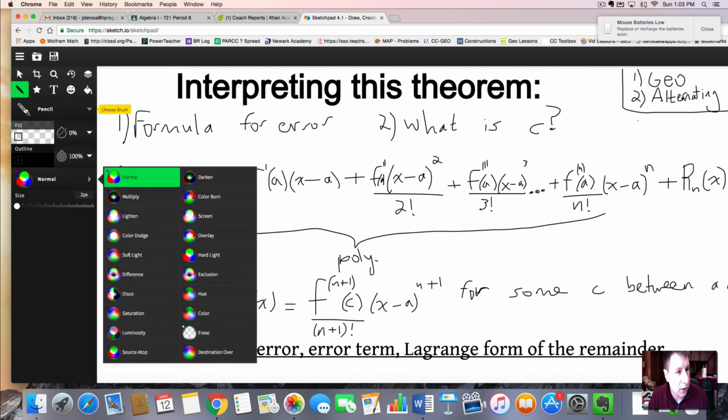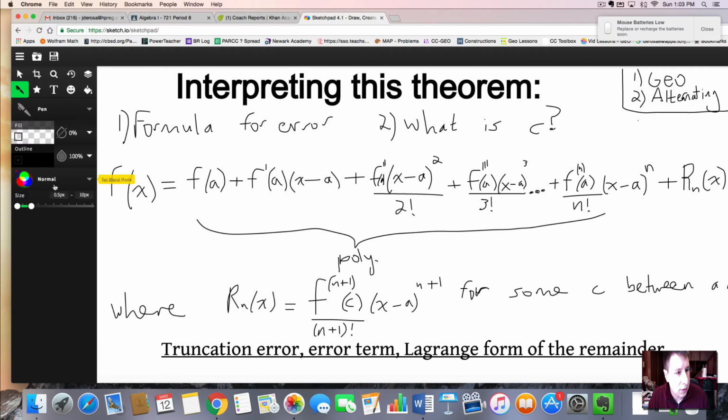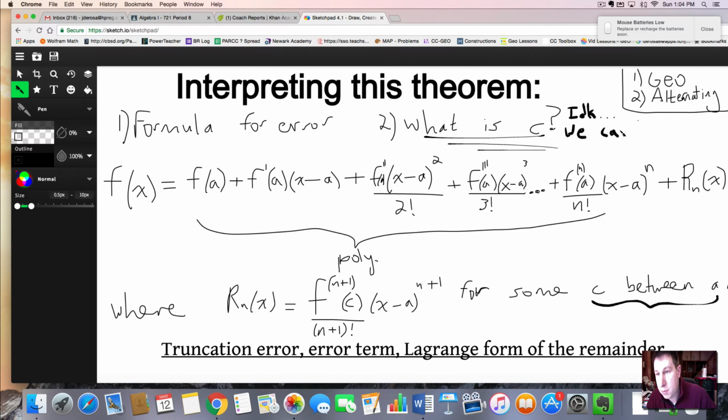Let's see if I can give it a different color. Let's go with the pen. And it turns out that a lot of times we're not going to know what c is. Okay, I don't know. So the question is, well, then how do we know what the error is? Well, we don't know what c is, but because we know where c lives, it has to be between a and x. This allows us to bound c. Okay, so what is c? We don't know what c is, but we can bound it. We can find a maximum value for c, and therefore we can find a maximum value for the error.